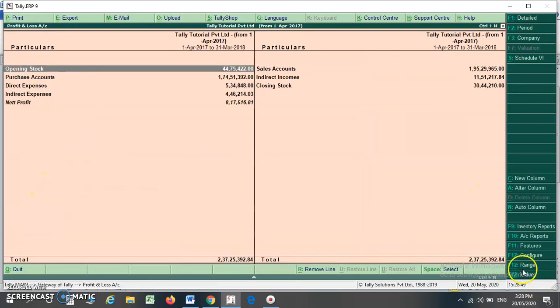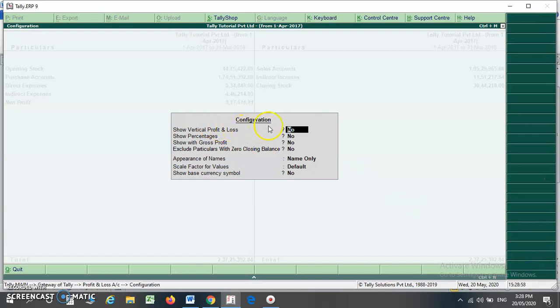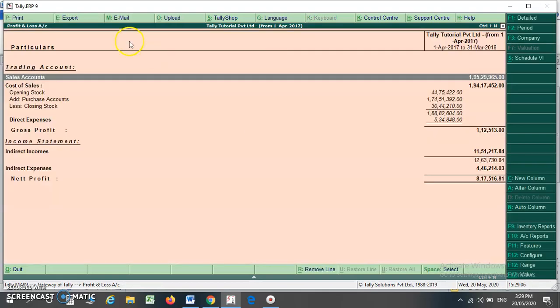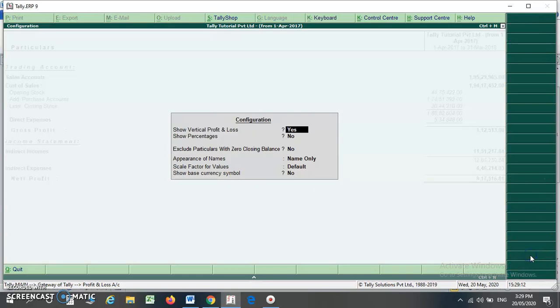Suppose you want to configure your profit and loss account, just press F12 from your keyboard or select Configure here. You will find the configuration window will appear. If you want to see a vertical profit and loss account, just press yes and press Ctrl A to save. You will find that my vertical profit and loss account is coming. Suppose I want a horizontal profit and loss account, select no here.